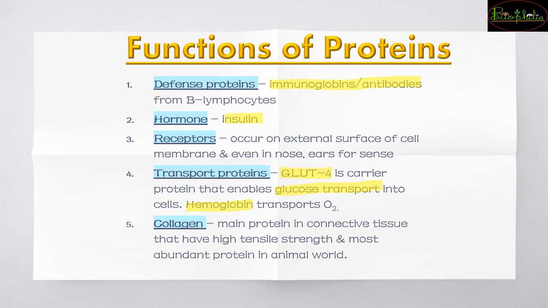Or there is structural usage of proteins in the form of collagen. Collagen is the main protein in the connective tissue that has high tensile strength, and it is the most abundant protein in the animal world. So that was about the 5 different functions of proteins.